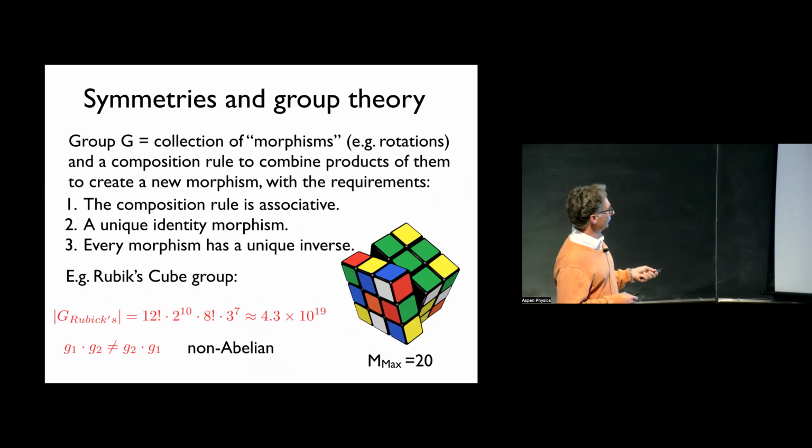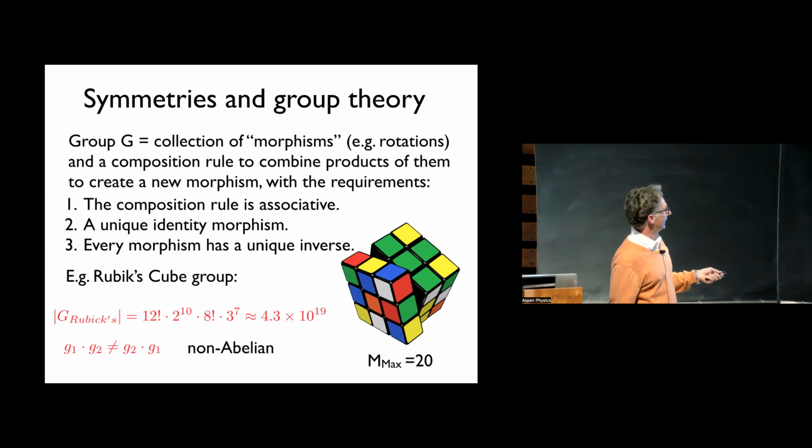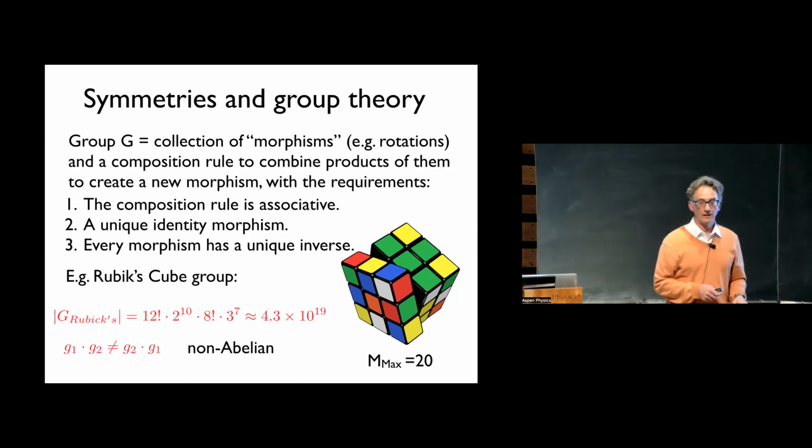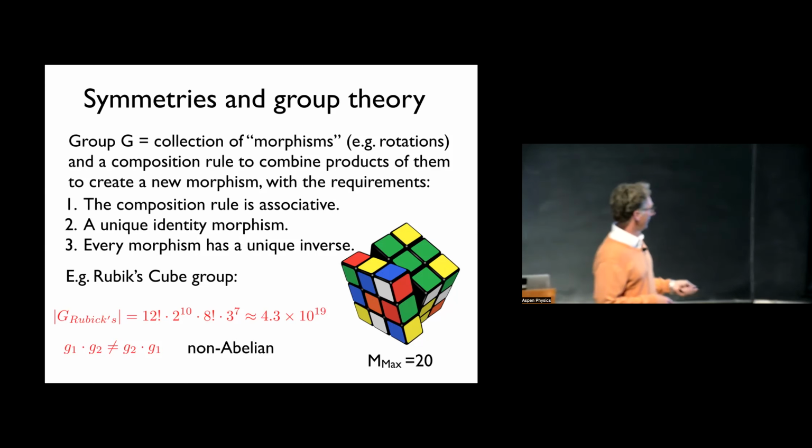Then there's a composition rule to combine products of them to create a new morphism, with the requirements that it's associative, has a unique identity, and every morphism has a unique inverse. So if you look at, for instance, the Rubik's cube group, these are the different ways that you can rotate a Rubik's cube. It has this number of elements. This is the number of different configurations of Rubik's cube. It's a non-abelian group. Even though it has this huge number of different elements, it takes at most 20 moves to get to the identity element.